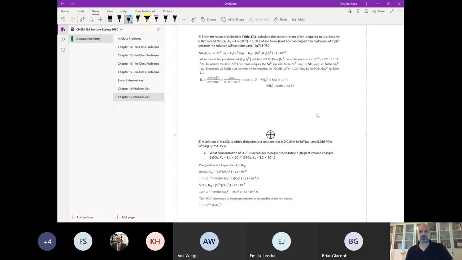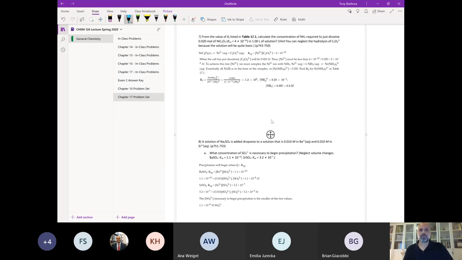Oops, what's going on here? There we go. Which has a Ksp of 4 times 10 to the minus 10th. My pen is really strange, my little pointer is not working right. All right.